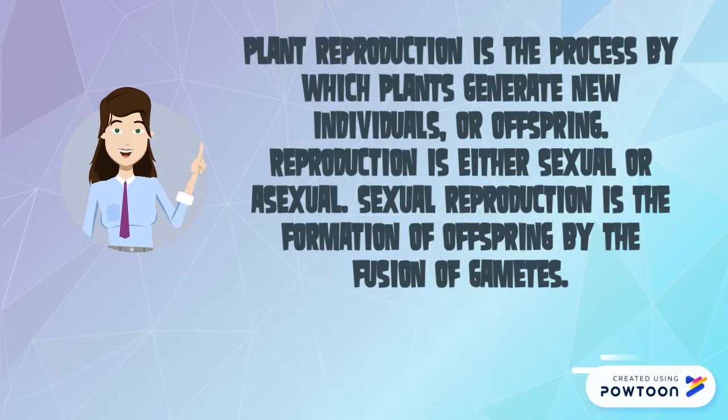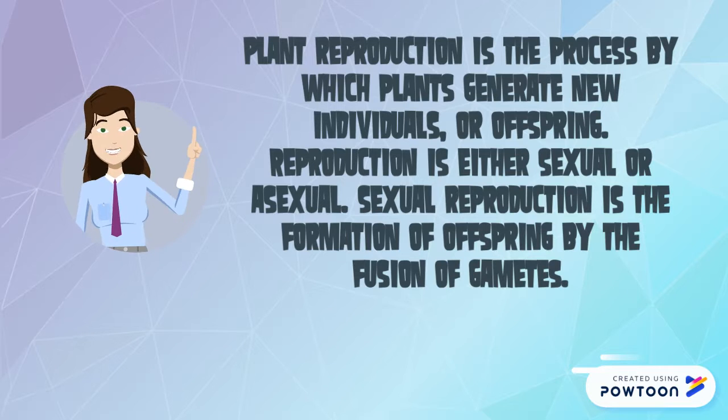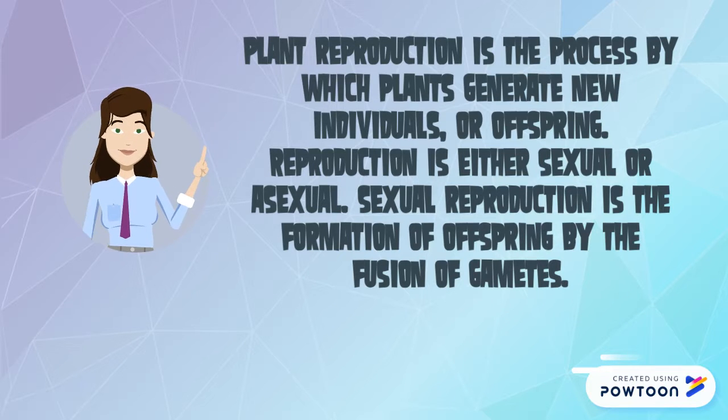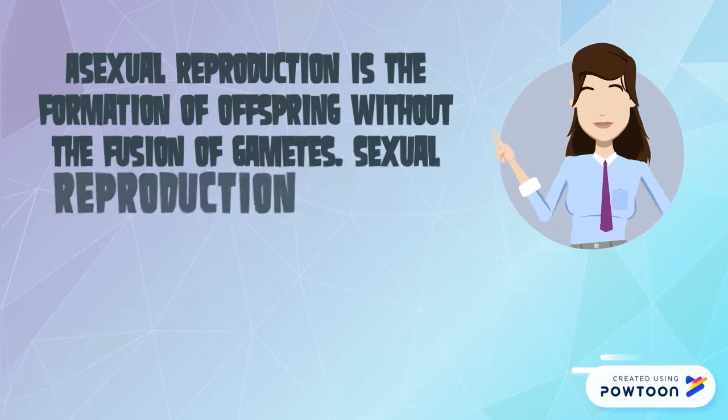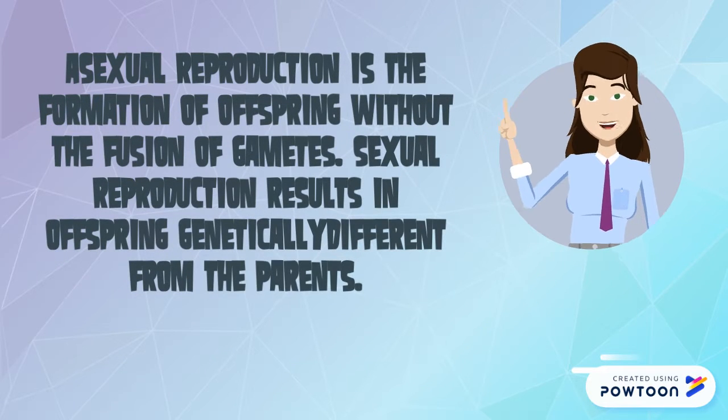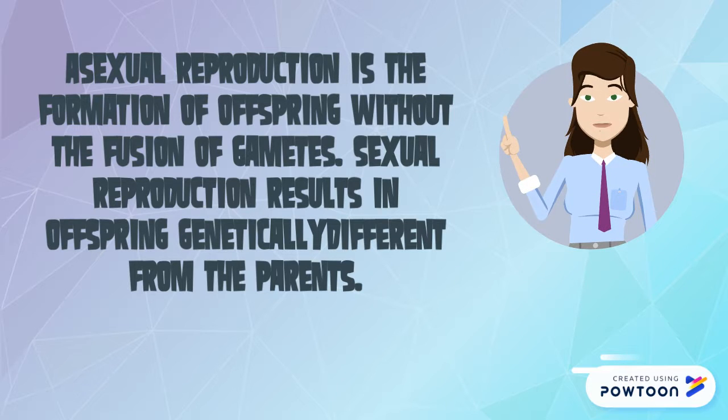Reproduction is either sexual or asexual. Sexual reproduction is the formation of offspring by the fusion of gametes. Asexual reproduction is the formation of offspring without the fusion of gametes. Sexual reproduction results in offspring genetically different from the parents.